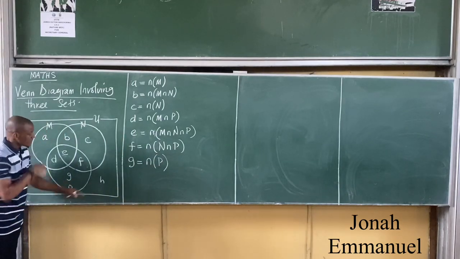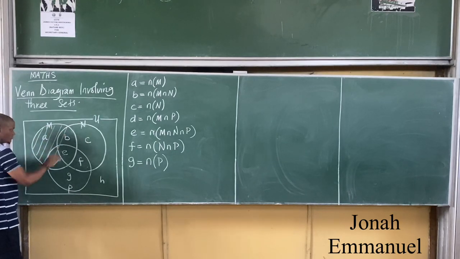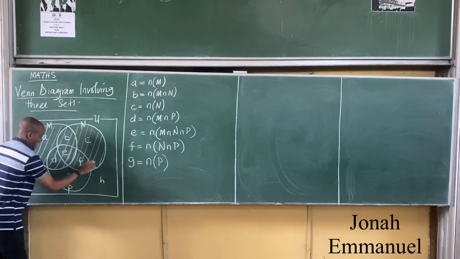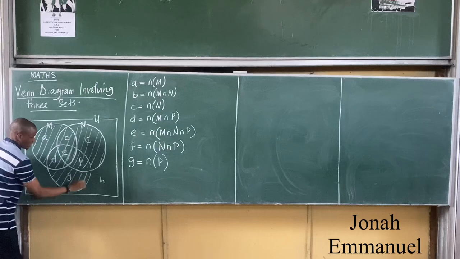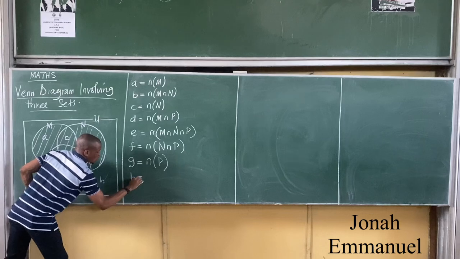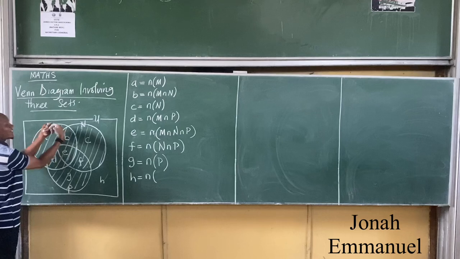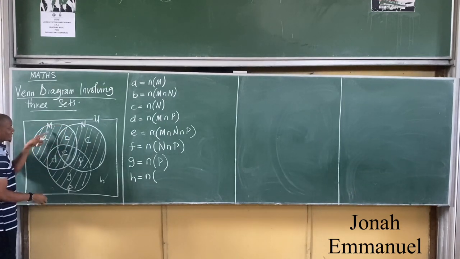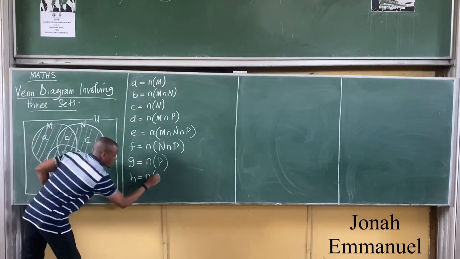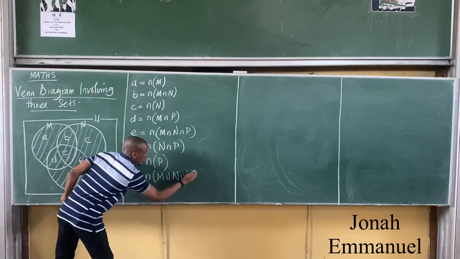Finally, this point H. Now, how do you get H? If I combine all of M, and add N, and add P here, it gives me this space. So H is the total number of, here I'm combining them, so it becomes a union: M union N union P. All right.